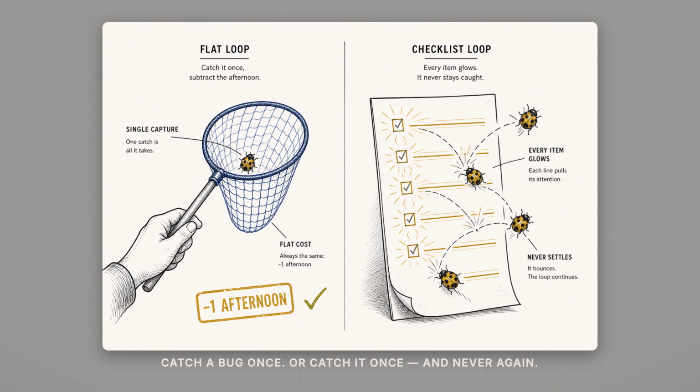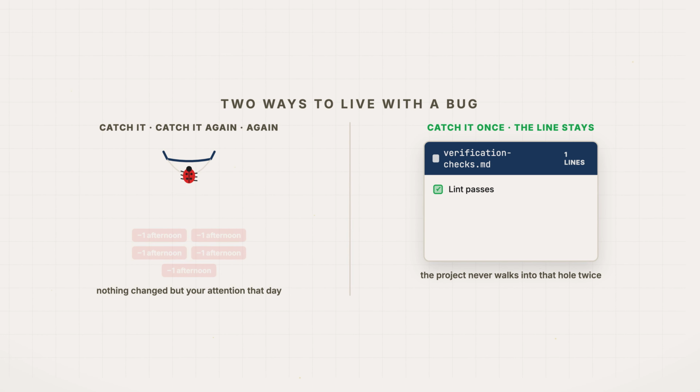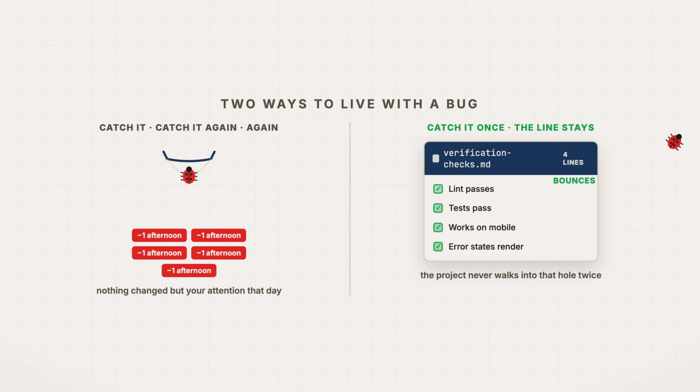One bug you catch is one bug you caught. Good. But you'll catch it again next month, on the next feature, the same blind spot, the same hour lost. Because nothing about the project changed, except that you happened to be paying attention that day. Now, imagine the opposite. Imagine a project where every bug you ever found left a mark, and that mark stayed, and the project never walked into that same hole twice.